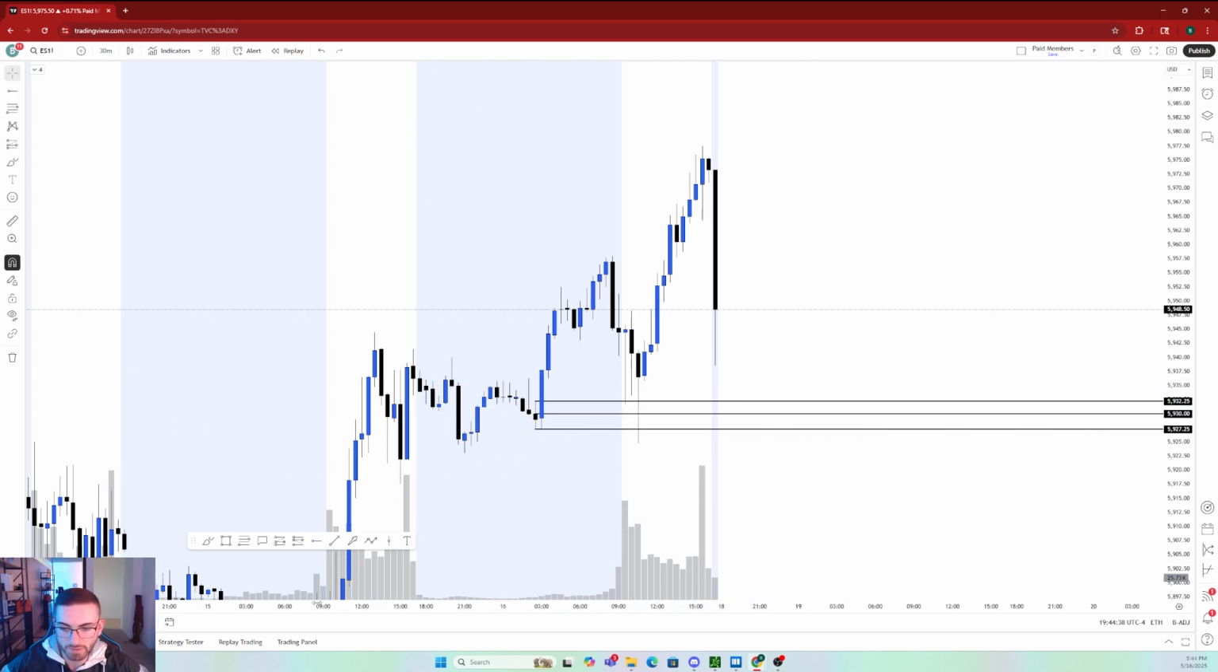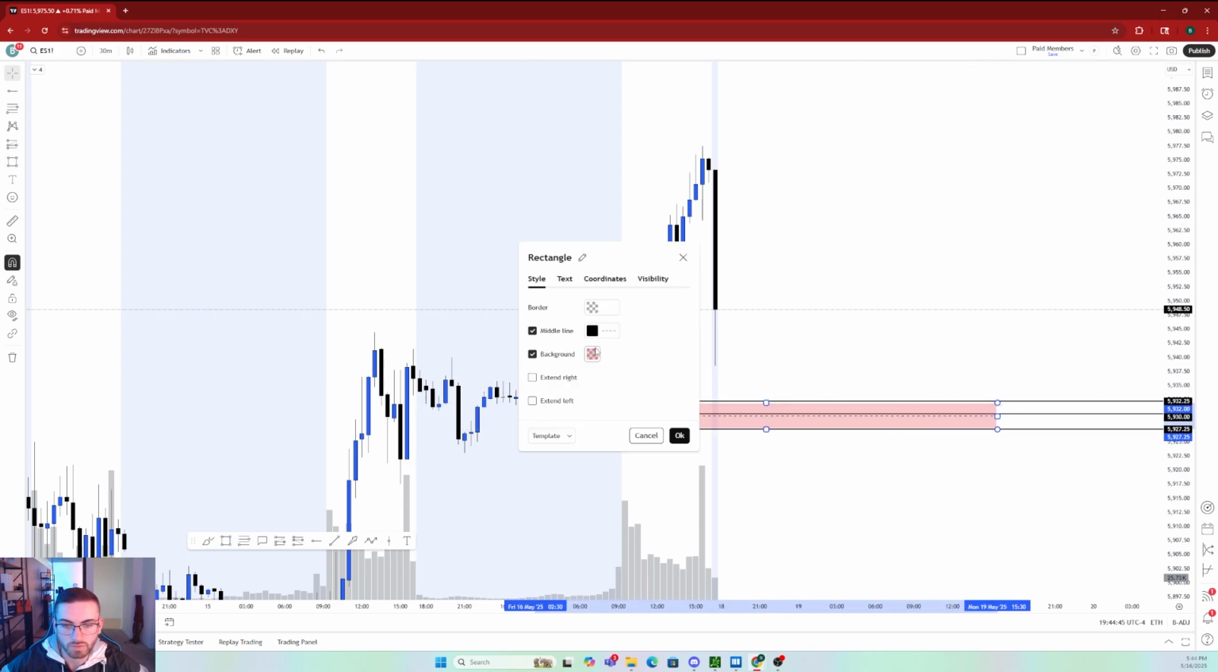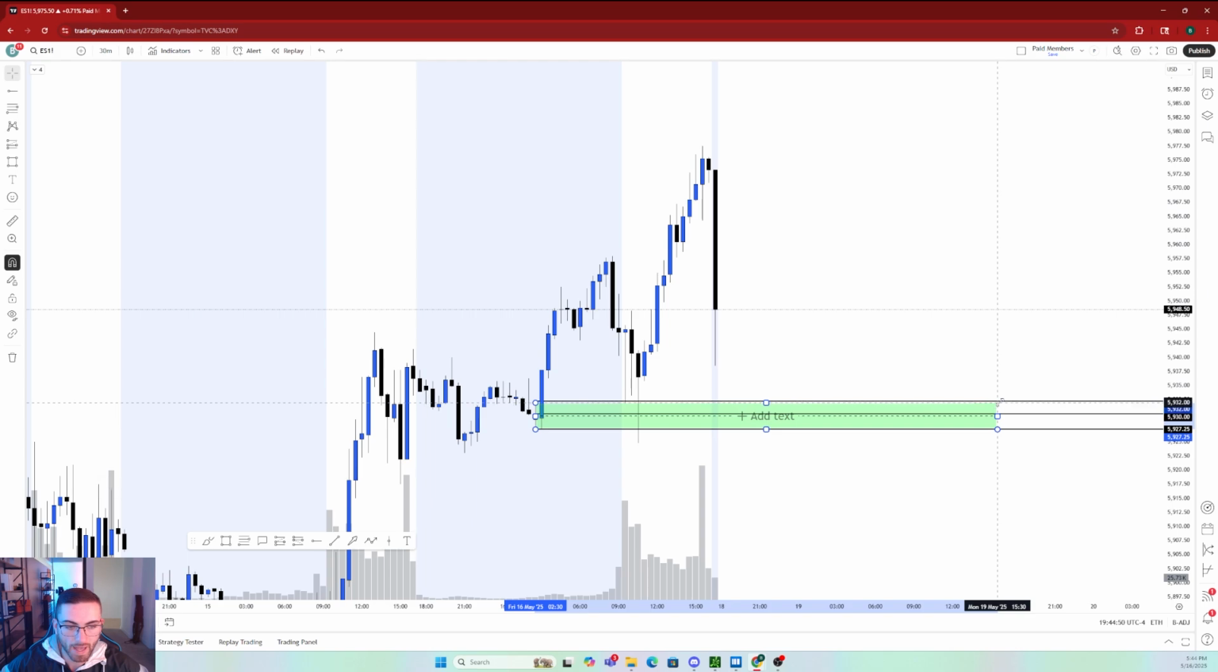Now, this was my demand zone for the day, and I'll simply just draw a rectangle through this because this is going to let me know that this is the area of unfilled buy orders. So as price comes down to this level, I want to look for a bounce.